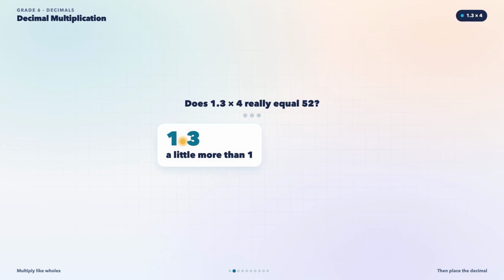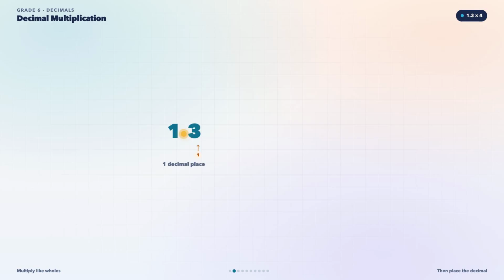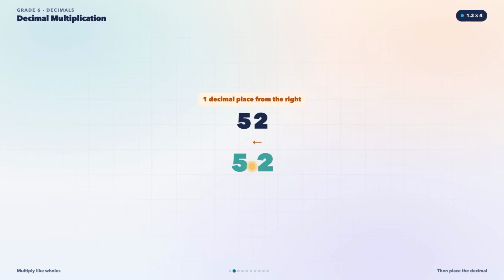1.3 is a little more than 1. 4 groups should be a little more than 4, not 52. 1.3 has 1 decimal place. 4 has 0 decimal places. Together, that is 1 decimal place. Start at the right of 52 and move 1 place. The answer is 5.2. So 1.3 times 4 equals 5.2.